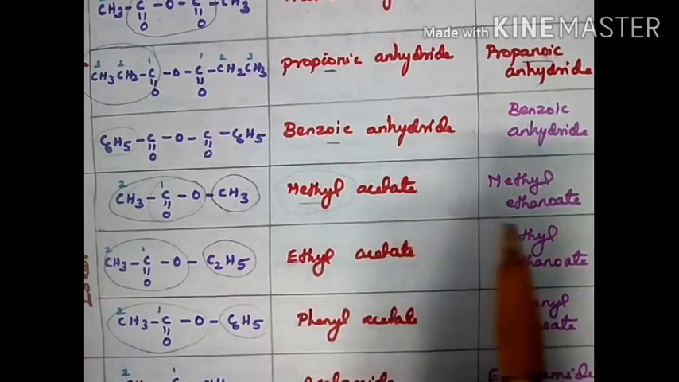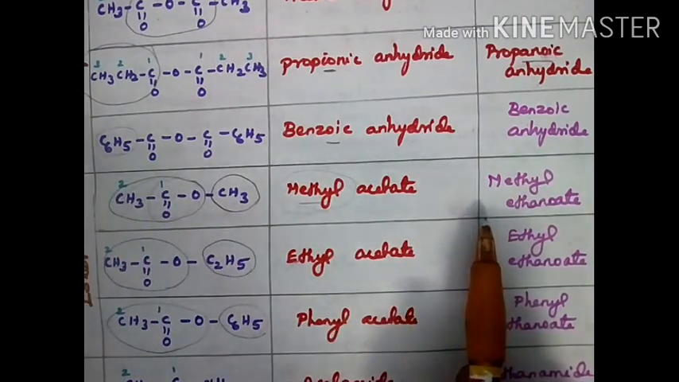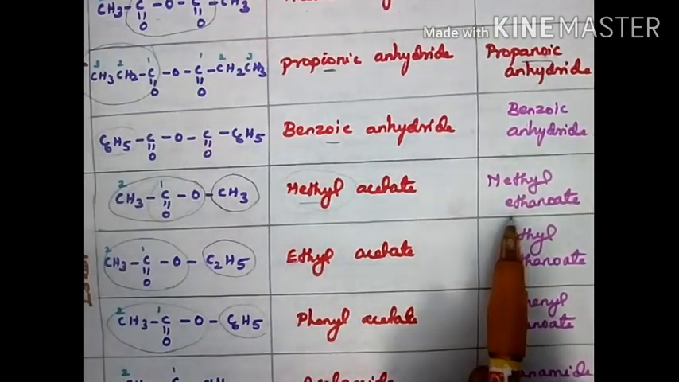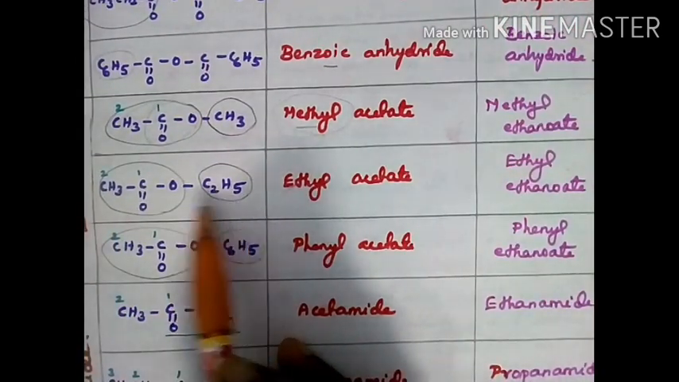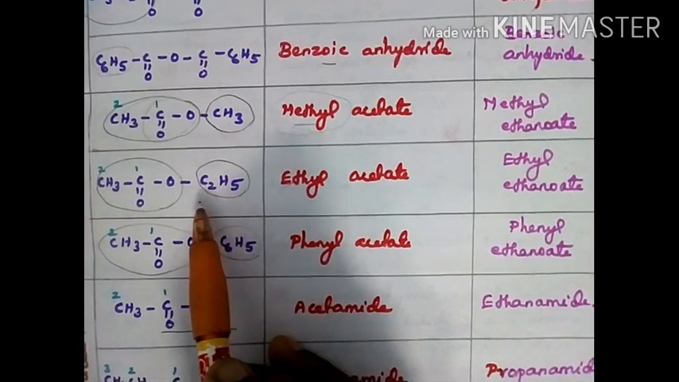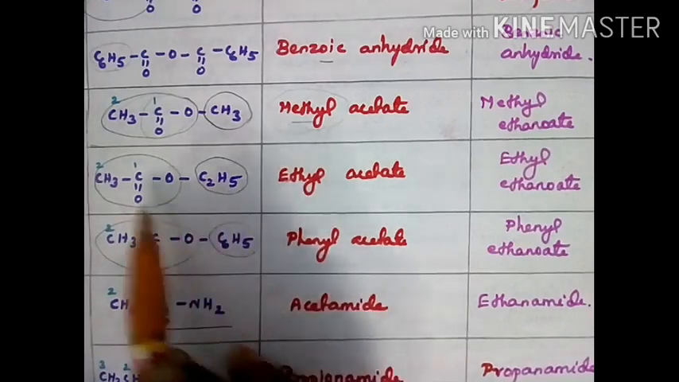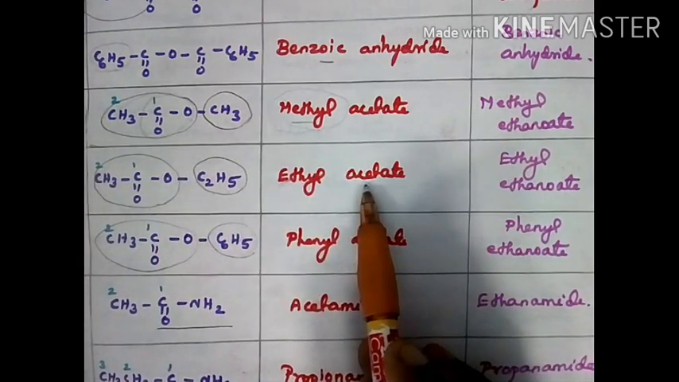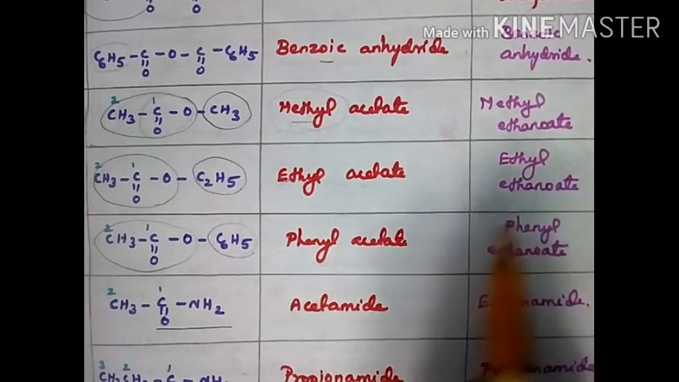How to write the IUPAC name? Methyl. How many carbon atoms are there? 2. So methyl ethanoate. And the next, what is the alkyl group attached to oxygen here? C2H5. So it is ethyl acetate. 2 carbon, so ethyl ethanoate.